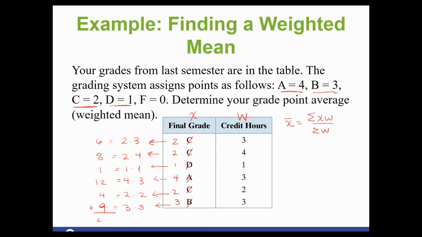And when I add them up, I get 40. Sigma W on the bottom means add up all of your weights. So that would be the credit hours column. If I add up all of these, I get the number 16. So 40 divided by 16 means that our weighted average, or GPA, would have been a 2.5.